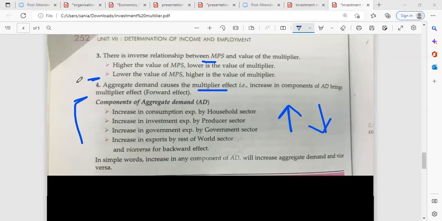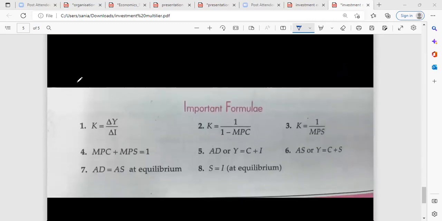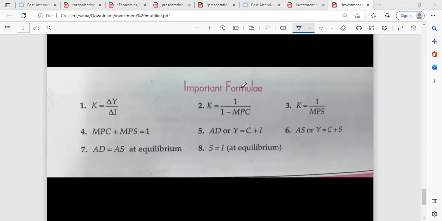Yes, ma'am. Okay. Now, these are a few formulas which you need to write down, because on the basis of these formulas, you will be solving a few questions. So quickly write them down, then we'll start with the numerical portion.